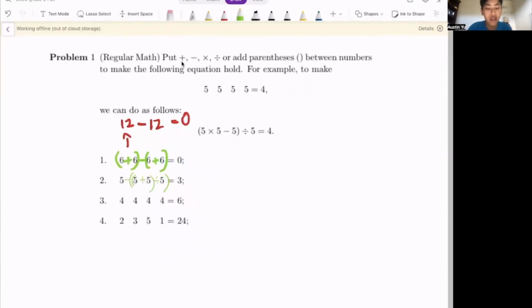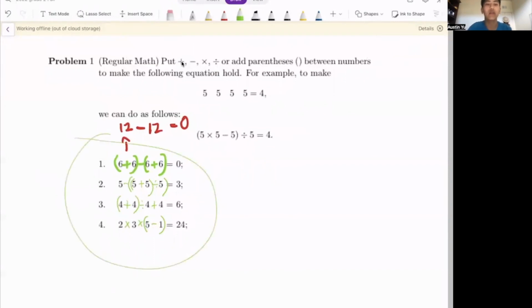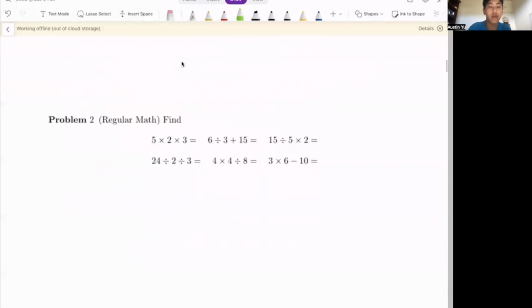4 blank 4s equals 6. We can do in parentheses 4 plus 4, that equals 8, divided by 4 plus 4. And this gives us 6. Final one, 2, 3, 5, 1 equals 24. We should add in something here. Well, we can do 2 times 3 times, in parentheses, 5 minus 1. And this should add up to 24. Of course, for these problems, there might be other solutions, but these are just the solutions that I came up with. Let's move on to problem 2.